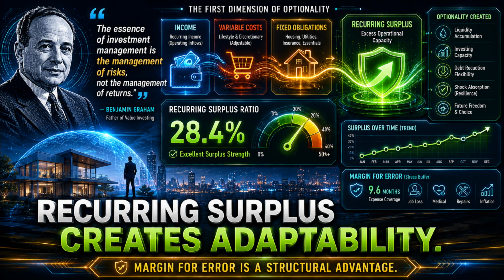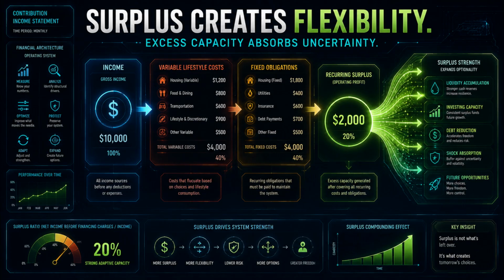Because before investing, leverage optimization, future state engineering, or advanced capital allocation, the system must first accomplish one thing consistently: generate excess operational capacity. Recurring surplus strength measures how much excess capacity the household generates consistently after supporting its recurring operating structure. Importantly, this is not simply money left over in the bank account. It is structural flexibility generation.